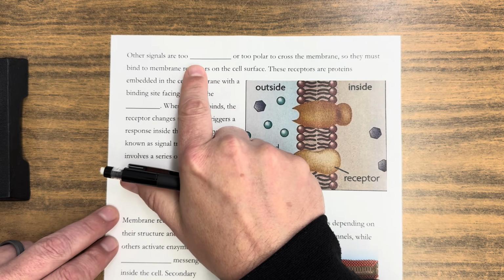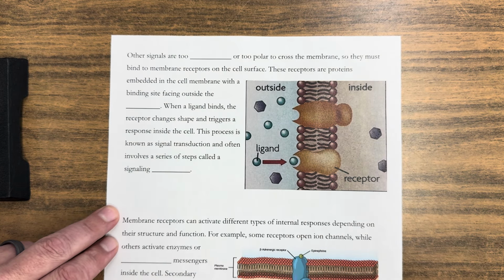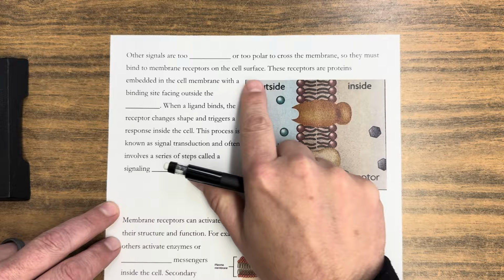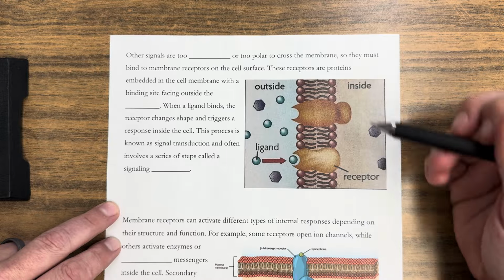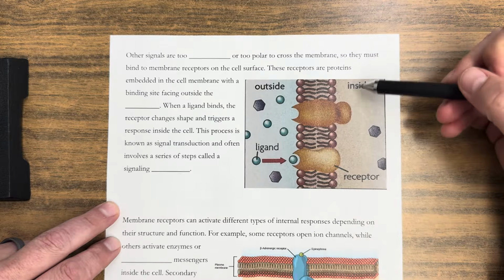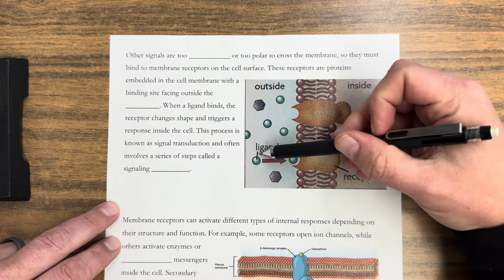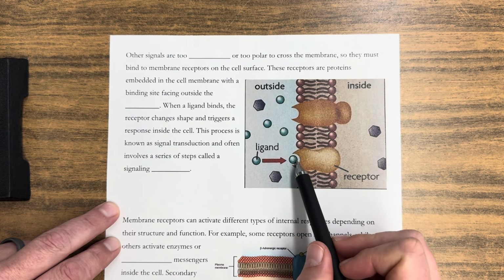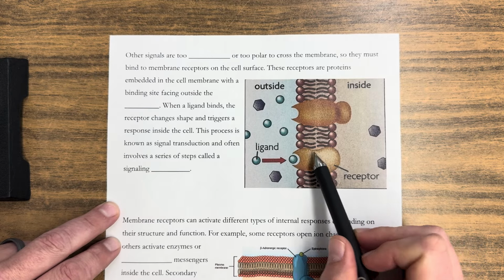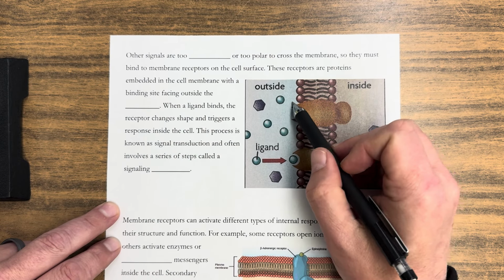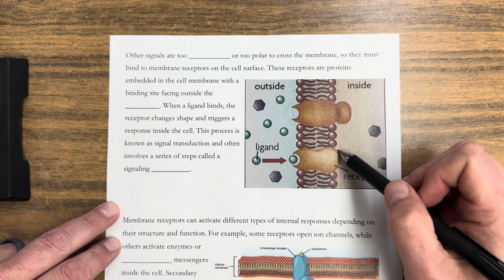Other signals are too large or too polar to cross the membrane, so they must bind to membrane receptors on the cell surface. Okay, so here we just have, again, this same type of image where you have outside of the cell and inside of the cell. You have ligands that will stay outside of the cell. So this is a messenger that's going to attach itself to this receptor. And you'll notice that the receptor goes across the cell membrane. It has a portion outside and a portion inside.